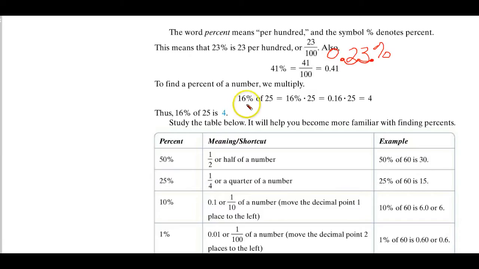So if we want to find the percent of a number, and we're going to change this to an equation, we would change the 16% to 0.16. The word of implies multiplication.